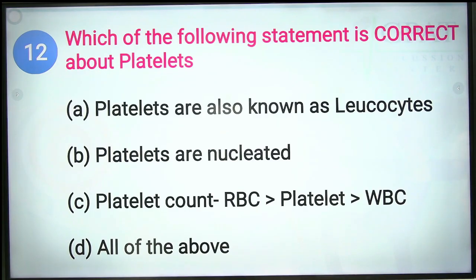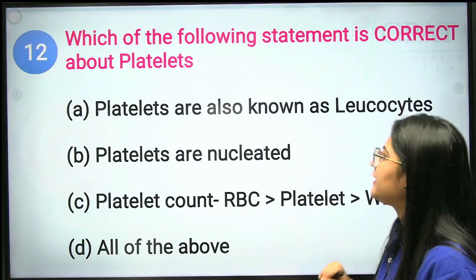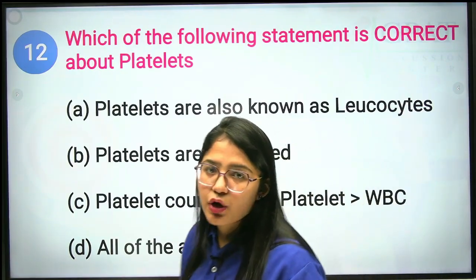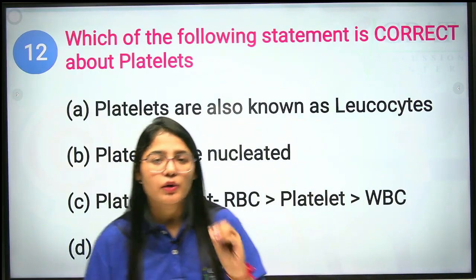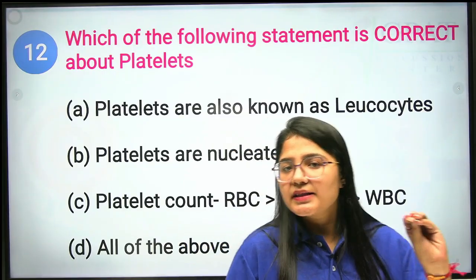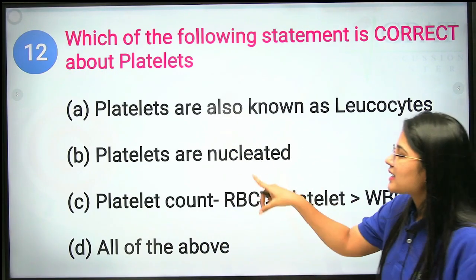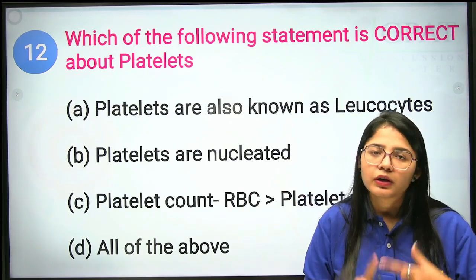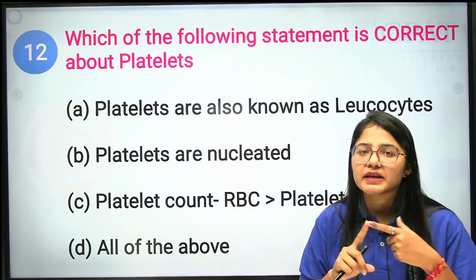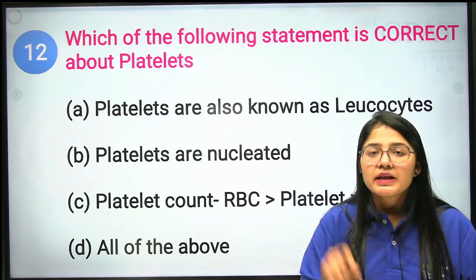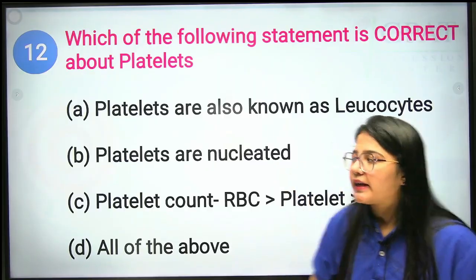Which of the following statements is correct about platelets? Platelets are known as leukocytes. No, this is wrong, because platelets are known as thrombocytes, and leukocyte is another name for your white blood cells. Platelets are nucleated. No, only WBC is the cellular component of blood that is nucleated.